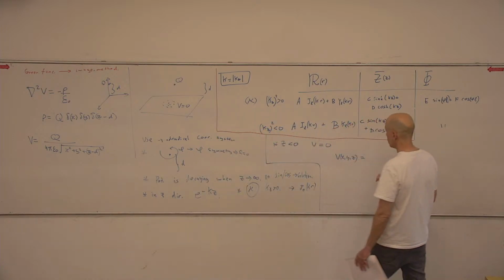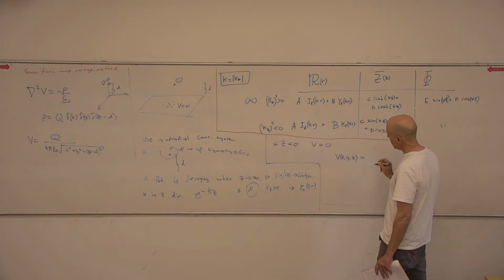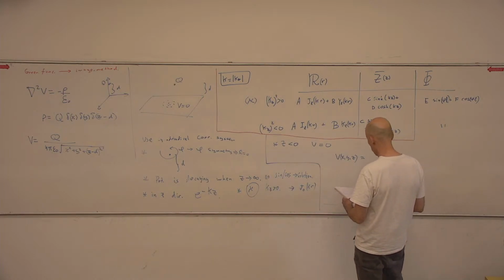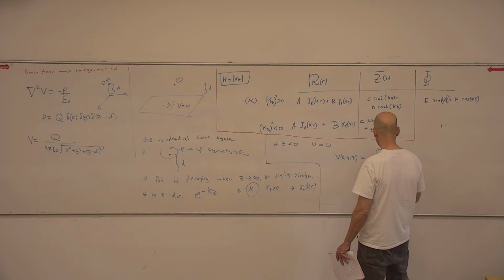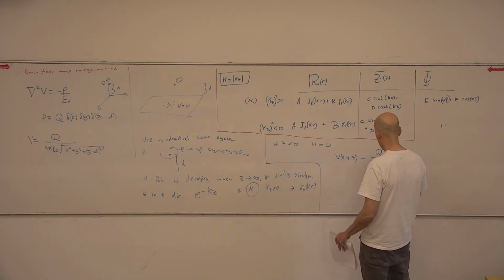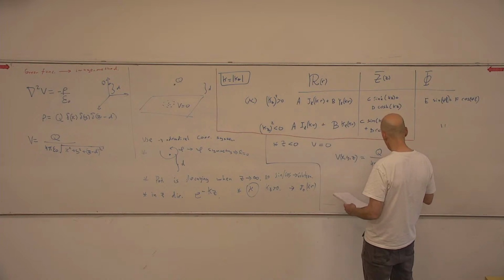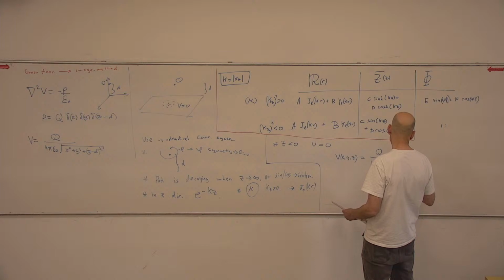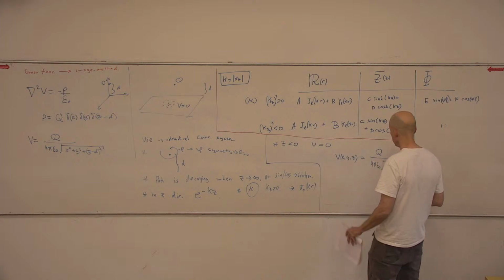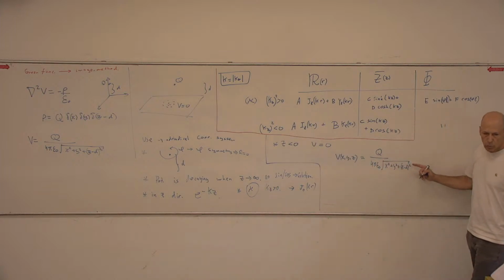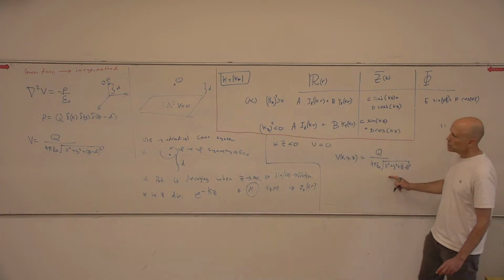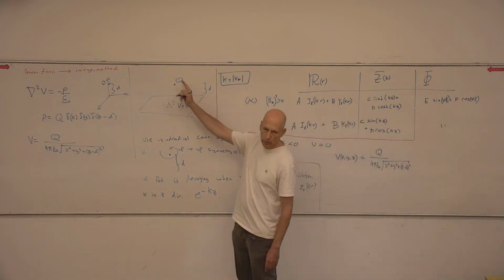Okay, so what is the solution I claim? I'm going to write it in the following way: Q over 4 pi epsilon 0 times the square root of x squared plus y squared plus (z minus d) squared. What is this potential? This is the potential because of this charge here.